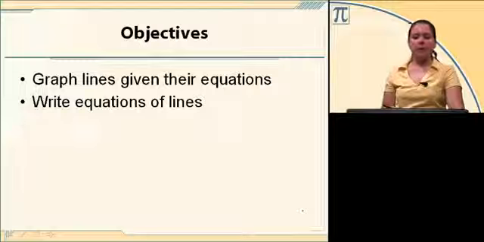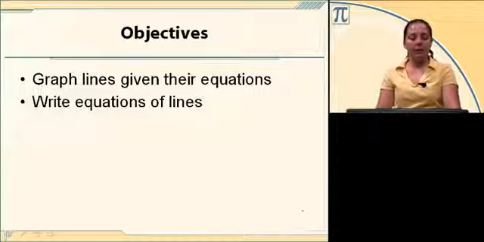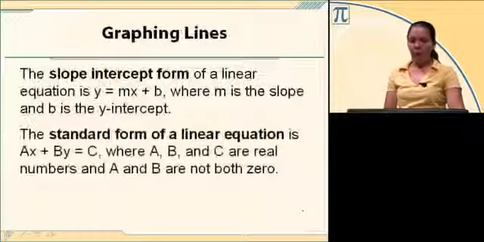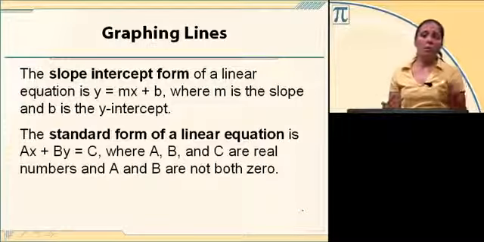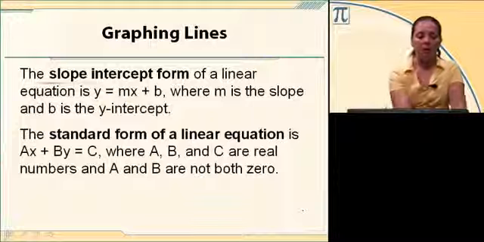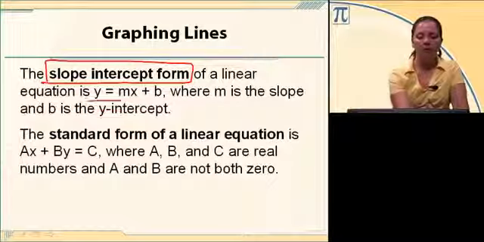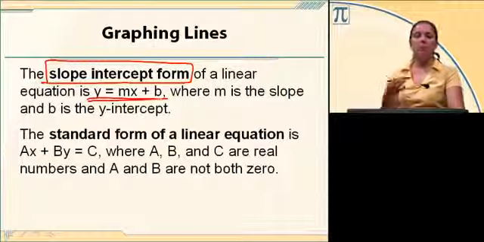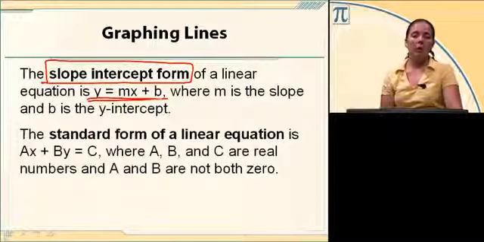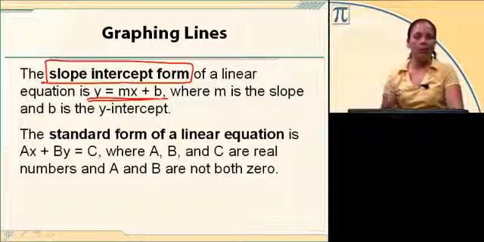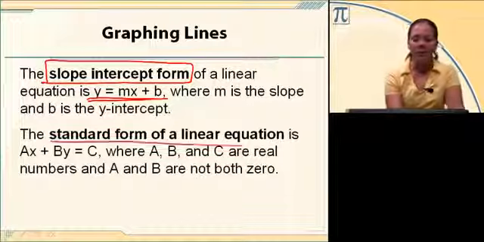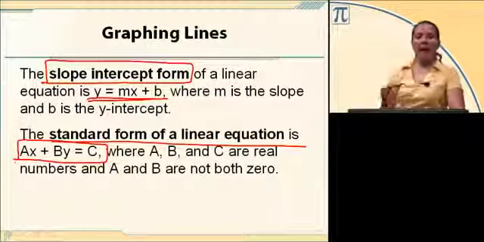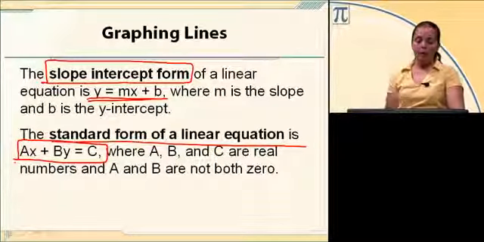The objectives for this lesson are to graph lines given their equations and to write equations of lines. Let's start by talking about some different forms that the equations of lines come in. We have the slope-intercept form, y equals mx plus b. M is the slope, b is the y-intercept, or the point where the line crosses the y-axis.